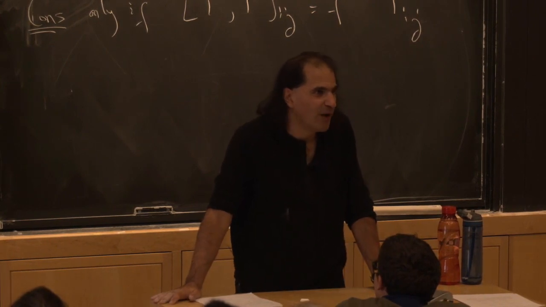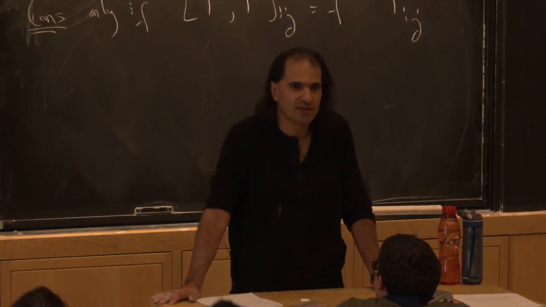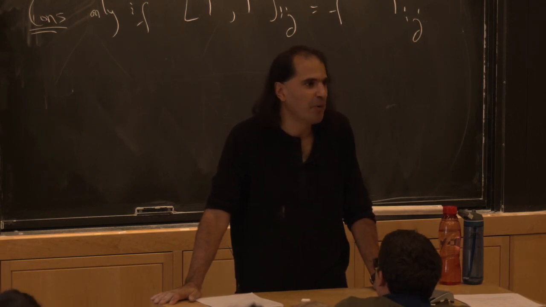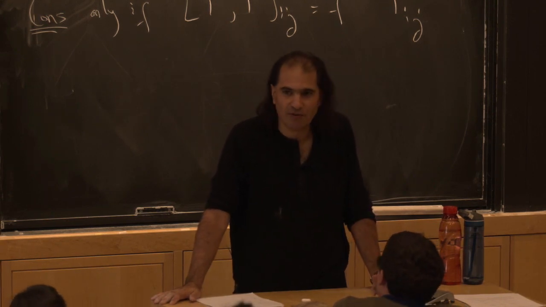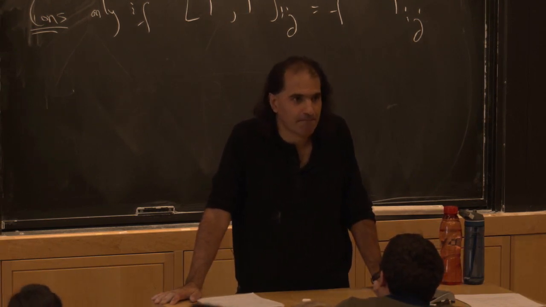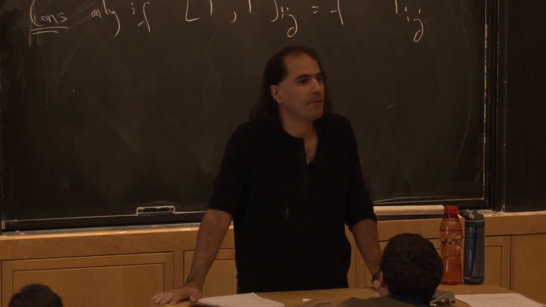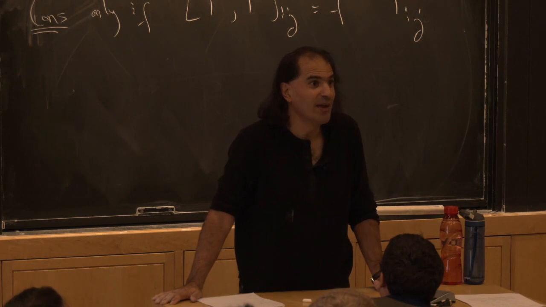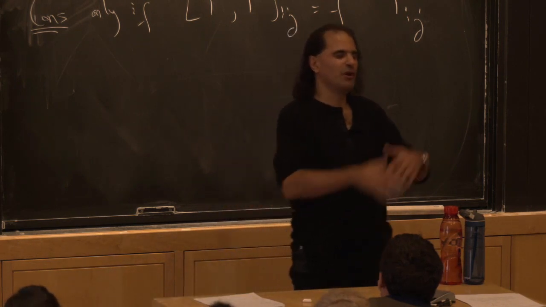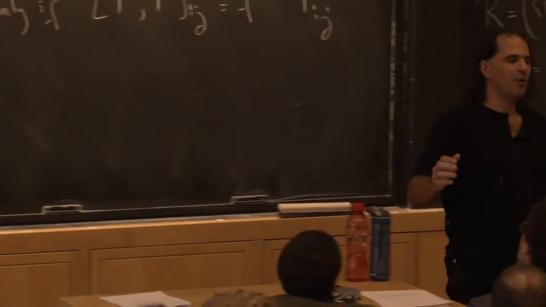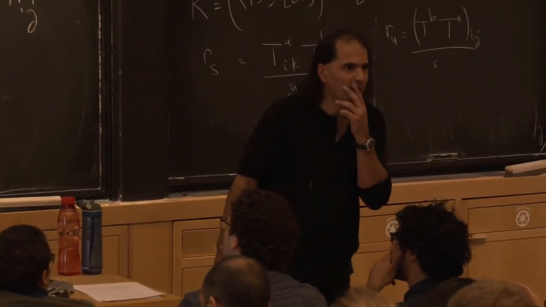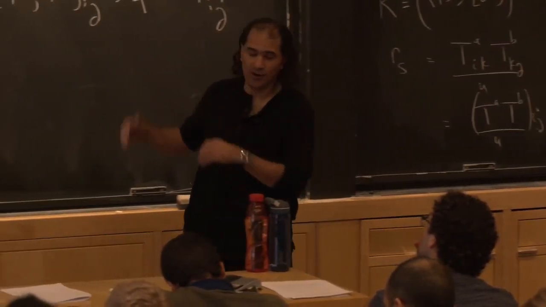The mere existence of gravity makes it impossible to have massless particles of spin 5 halves or higher. Okay? Yes? Does that just mean you can't cover gravity? If you have gravity. So if there's a theory with gravity, then you cannot have particles of massless spin 5 halves or higher. Right. Yeah, that's right.